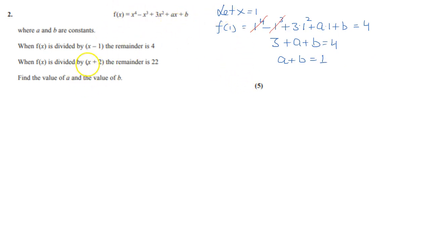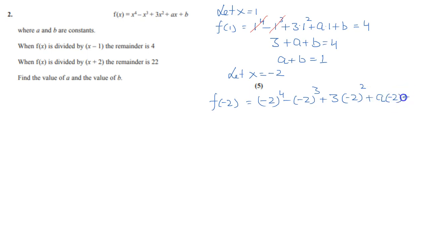Now the second condition is, if it is divided by x plus 2, the remainder is 22. So now let x is equal to negative 2. So f(negative 2) is equal to negative 2 to the power 4 minus negative 2 to the power 3 plus 3 times negative 2 squared plus a times negative 2 plus b, and the remainder is 22.